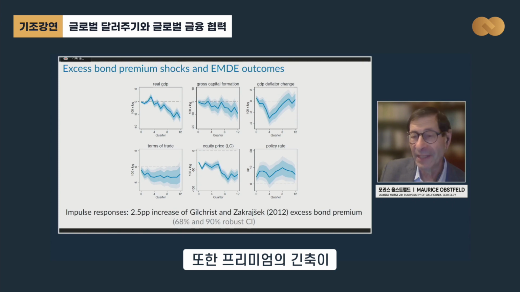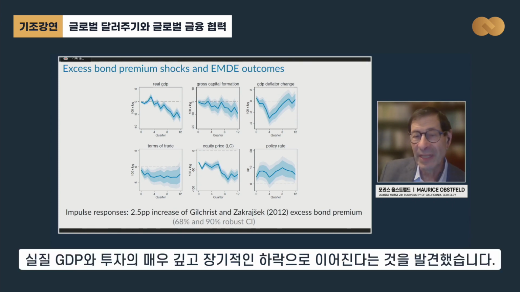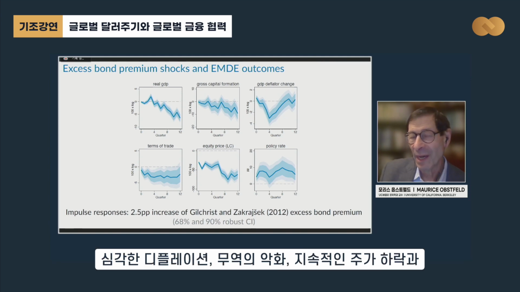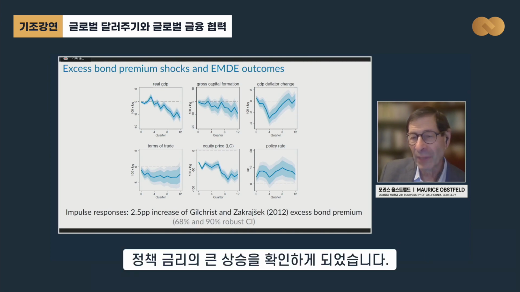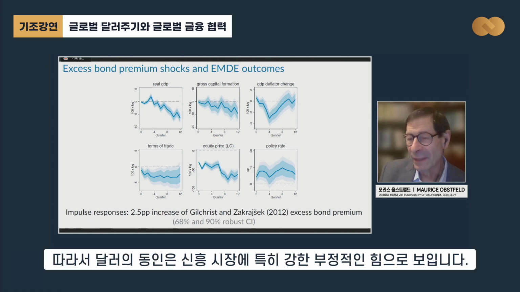And what we find is that a tightening in this premium leads to a very deep and protracted fall in real GDP and investment, deep deflation, terms of trade deterioration, falls in equity prices that are very persistent, and a large increase in the policy rate of interest. So this driver of the dollar seems to be a particularly powerful negative force for emerging markets.